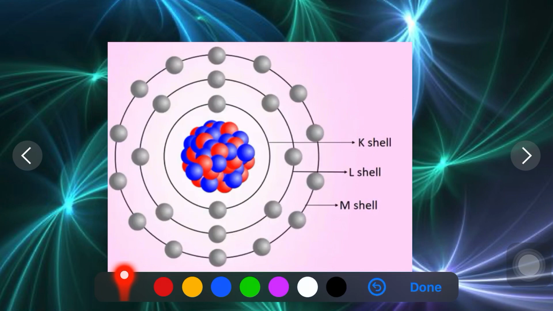Students, as you can see, a diagram of an atom is given. As you can see, K shell, L shell, M shell. Based on this, we are going to write an electronic configuration. For example, you can see the K shell having 2 electrons. The capacity of the K shell is 2 electrons. Not more than 2 electrons will be accommodated in the K shell.